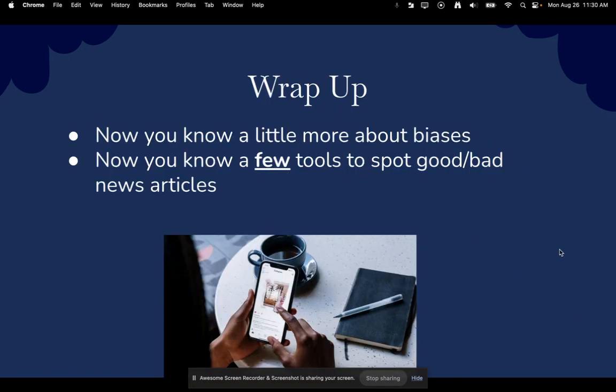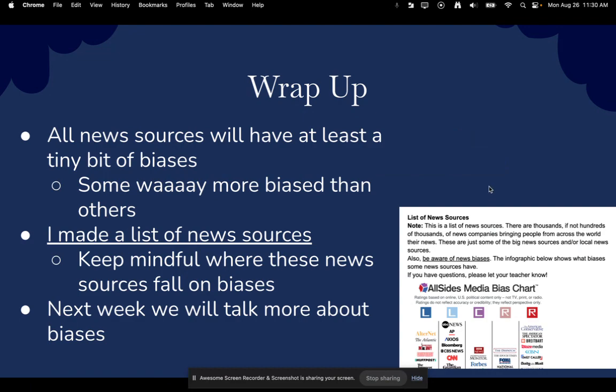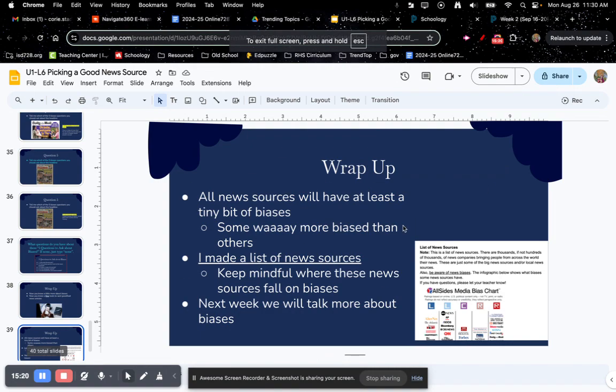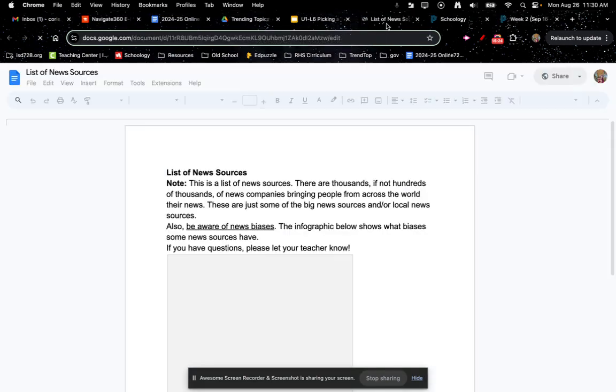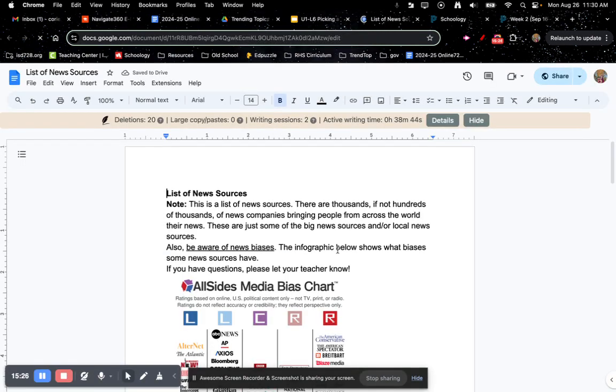All right, let's wrap this up. Now you know a little more about biases, and now you have a few more tools to spot good and bad news articles. So, all news sources will have at least a teeny tiny bit of biases. Some are really more biased than others. So, what I did for you is I made a list of news sources that can help you out. So, let's click on that list. And I posted it in the Schoology page as well.